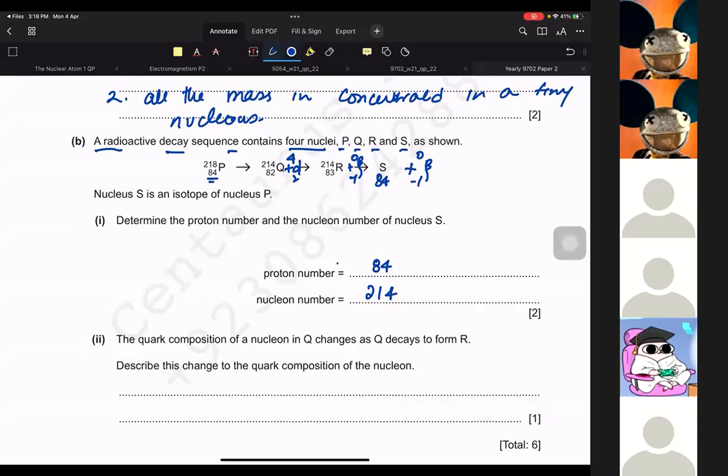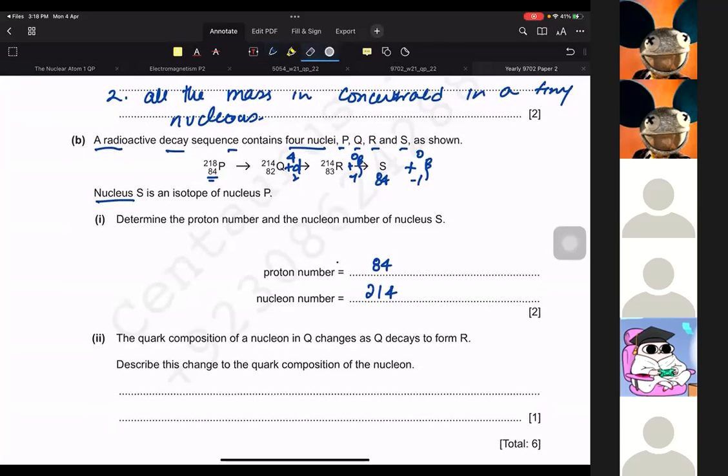It says nucleus S is an isotope of P. So this P. What is isotope? So same proton and different neutron number. Same proton number. So we know that it should be 84 here, right? How would this be 84 from 83 if a beta particle was added to it, right? And the mass would be the same.